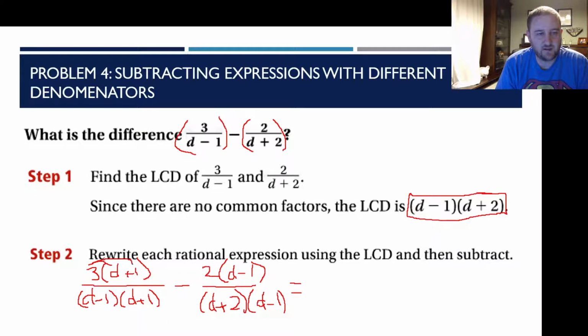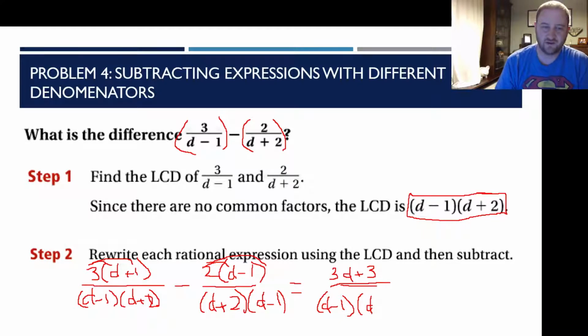Now we're going to multiply. We're going to use the distributive property here. So 3 times d is 3d, and then 3 times 1 is plus 3 over, we're just going to keep the bottom as d minus 1 over d, oops, this should be d plus 2. You guys probably saw that mistake and you're shouting at your screens at me, oh, you made a mistake. Okay, thank you, I caught it. Thank you for your help. D plus 2, and then we're minusing.